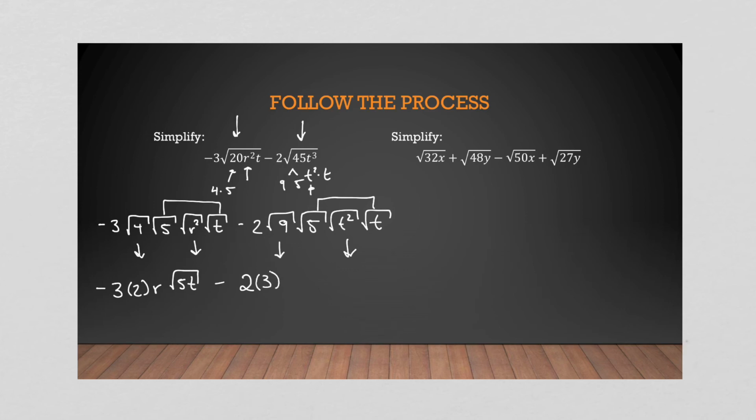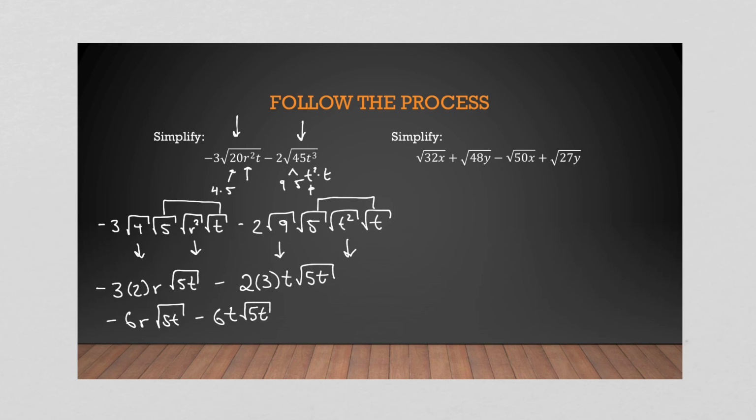2 times 3 times t times 5t. So now I have negative 6r times root 5t minus 6t times root 5t.